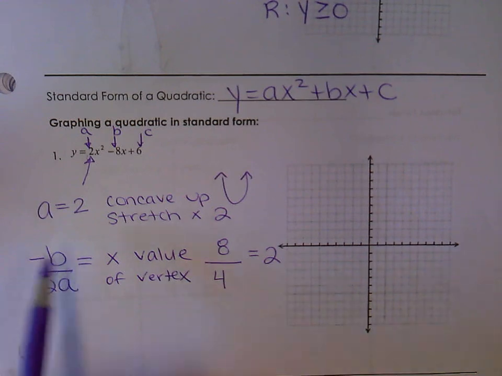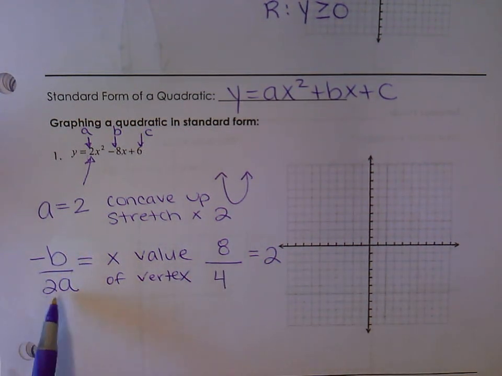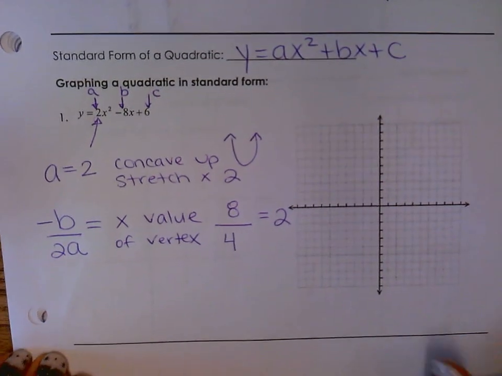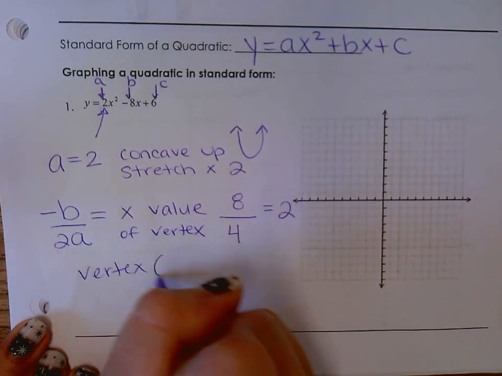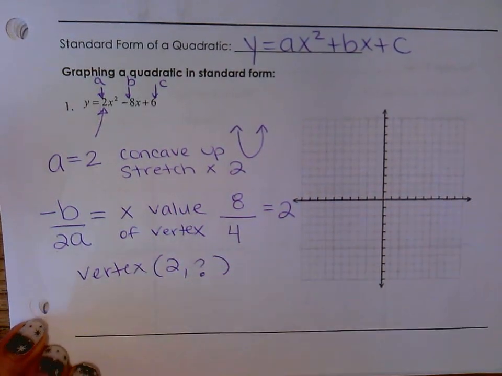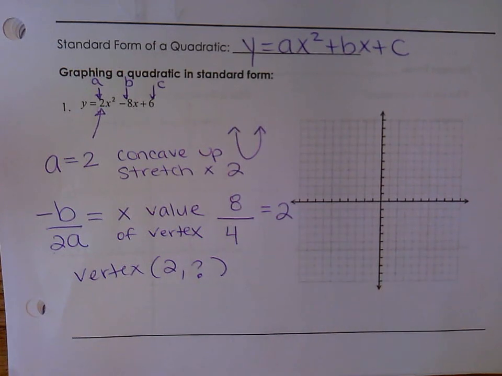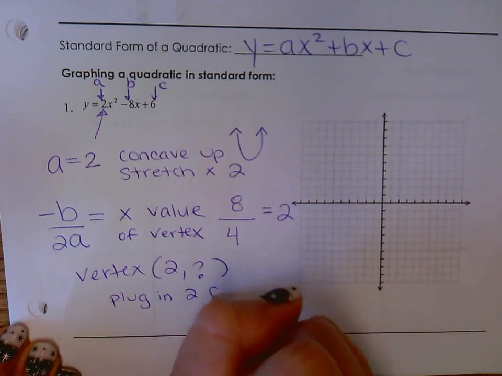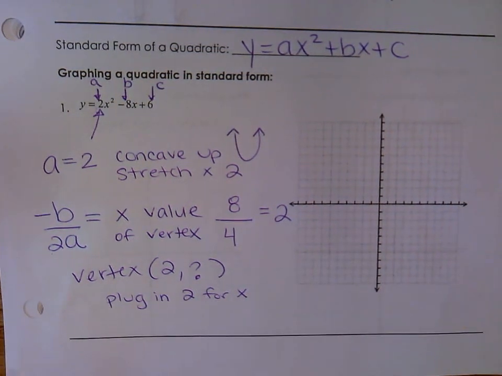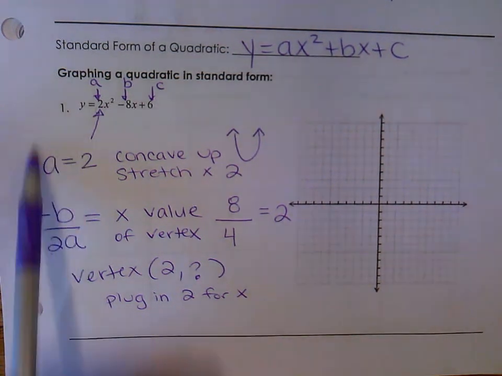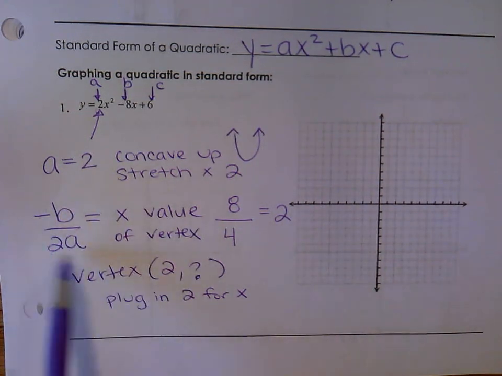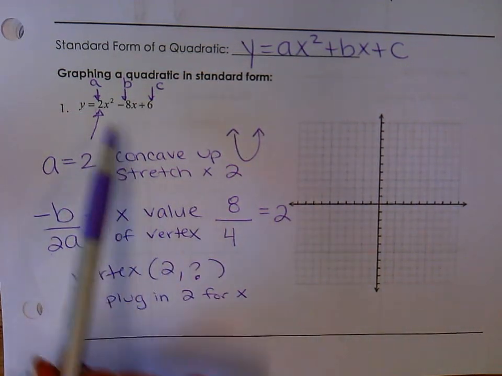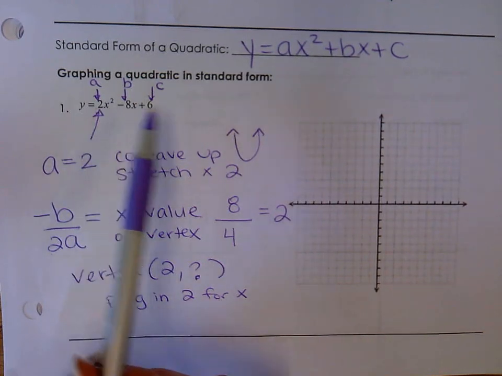So I calculated it out by taking negative b divided by 2a, and I got 2. Okay, so my vertex is at 2 comma something. How do I find a y value? So I need to plug in 2 for x. Because if you have an x value, you can solve for the y value. So you're going to concavity, then you're going to do your b, so negative b over 2a gives you your vertex. We're going to plug 2 into this original function up here.